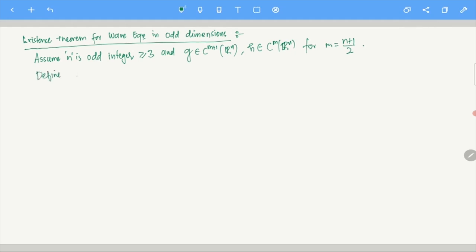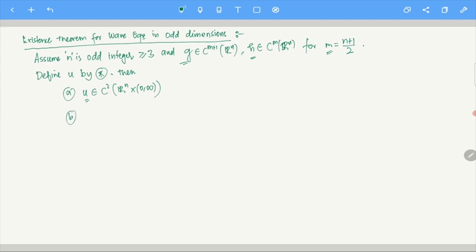Now define u by star. Then the following is true. The small u which you are going to get is in C2 of R^n cross (0, infinity). So please realize this: the regularity on g and h is not to get more regular u, but just to compensate the dimensions. Okay, so u is in C2.